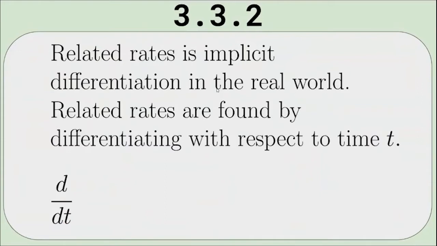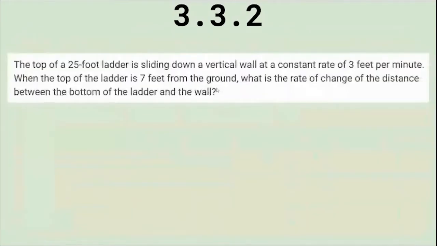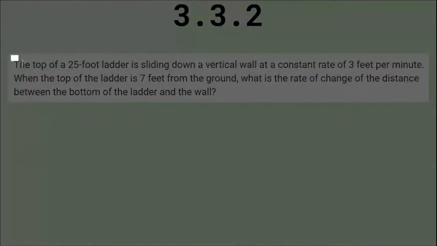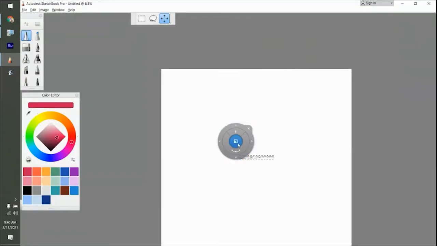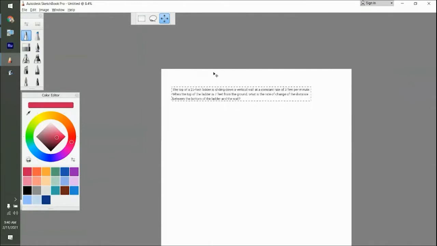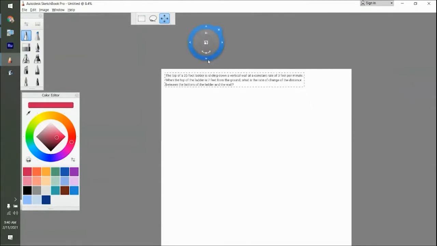For some reason they use ladders as an example for these, and it shows up on almost every AP test. You're going to see it on a lot of tests that we have in this class. But it involves a ladder sliding down a wall. And step one for these is always to draw it out. Always, always, always draw it out.